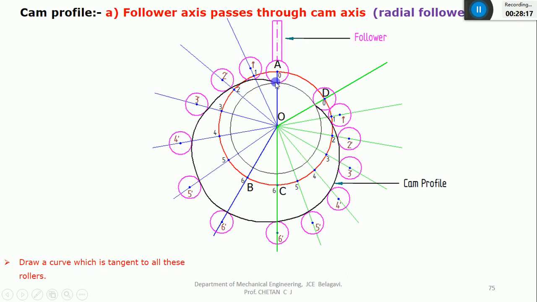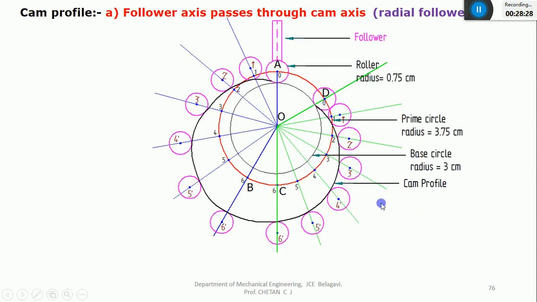Starting point is this. Again, the end point has to be the same point. Just indicate one more line on this base circle. So this is the cam profile, and these are the namings. This is the cam profile. This is a base circle with a radius of 3 centimeters, and the red color is nothing but the prime circle, with a radius of 3.75, and this is a roller with a radius of 0.75 centimeter. So this is the complete cam profile for this case.